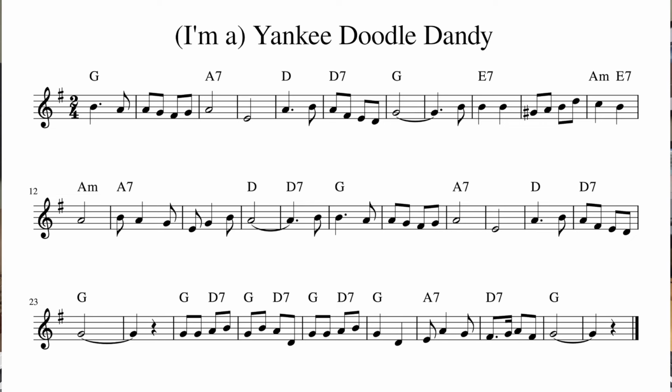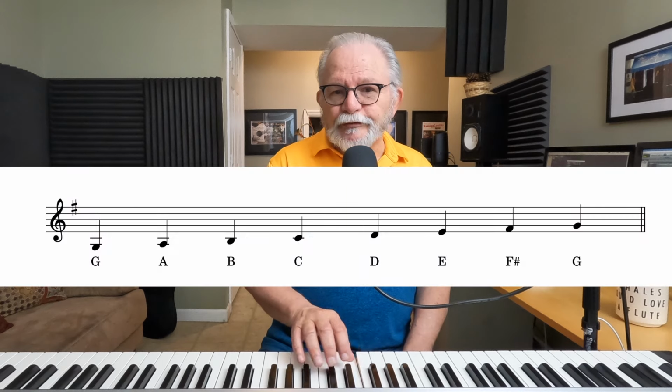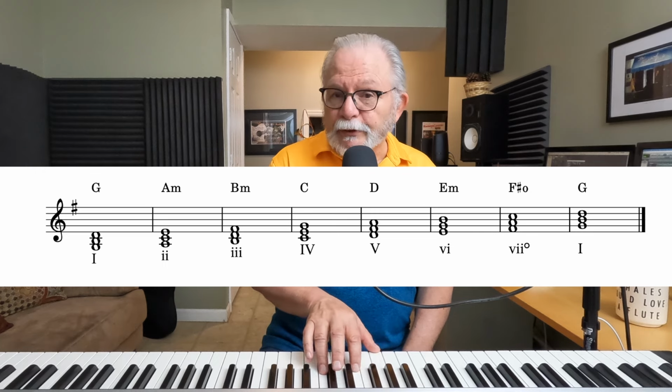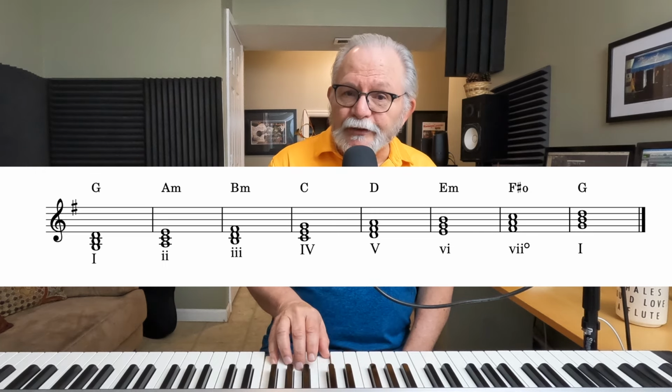Well, the first thing we need to do is go back and talk about keys. Now, you most likely know that just about every song, every classical piece of music, is in a specific key. For example, in an earlier video, I showed you how to play Yankee Doodle Boy, and it was in the key of G. A key just means that a song uses notes from a specific scale. So Yankee Doodle Boy, or I'm a Yankee Doodle Dandy, uses notes from the G major scale. And it also uses the chords that are built on the notes of the G major scale.